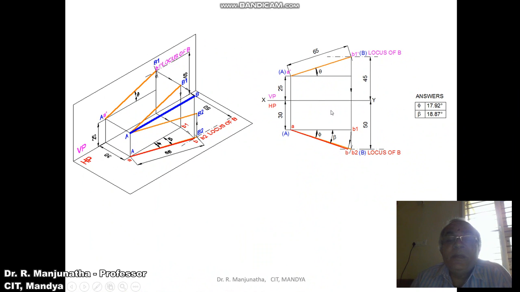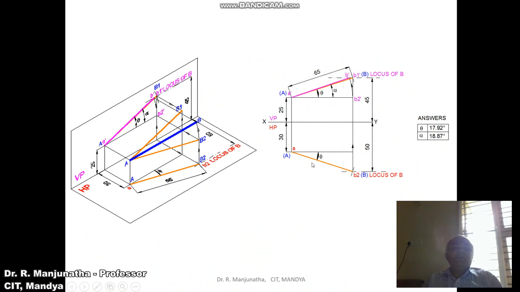So this is how you will be able to find out the apparent inclination and apparent length in the top view. Now we are going to take the front view. Similarly, if you want to take the front view, I have to take the front view true length and rotate it. Top view true length, and then you rotate it.